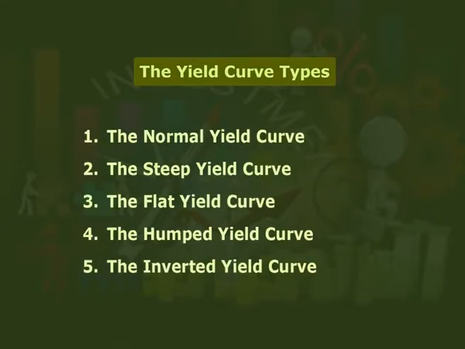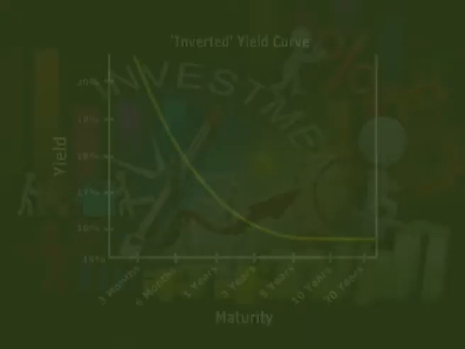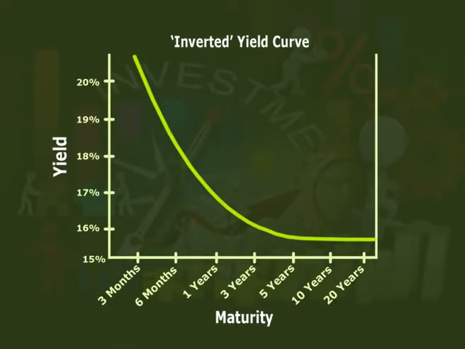Lastly, the inverted yield curve. Friends, the inverted yield curve demonstrates that the long-term interest rates are lower than short-term interest rates. However, this phenomenon rarely occurs, but when it does, it is one of the surest measurements of an economic slowdown. An investor anticipates less future demand for money and therefore lower interest rates.